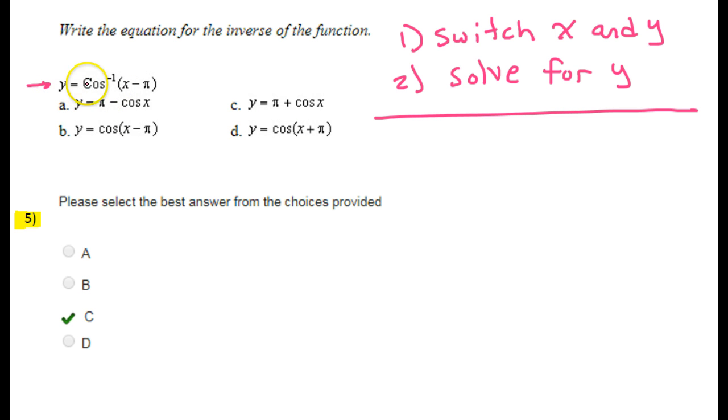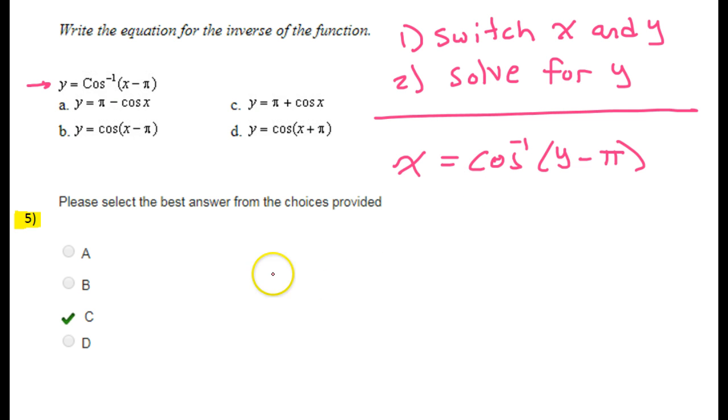So first we will switch x and y. So that will give us x is equal to inverse cosine of y minus pi. Now we need to solve for y.